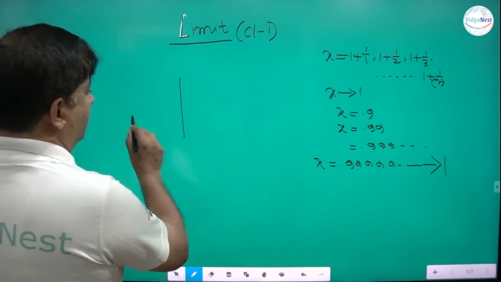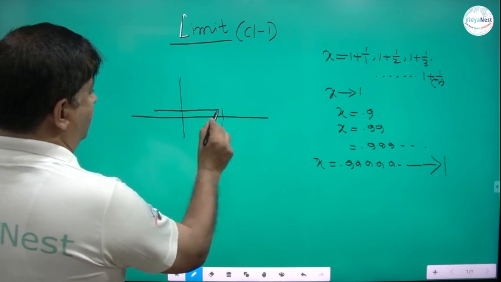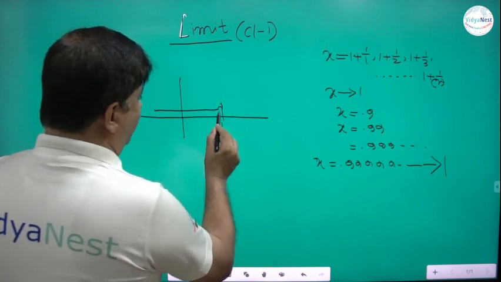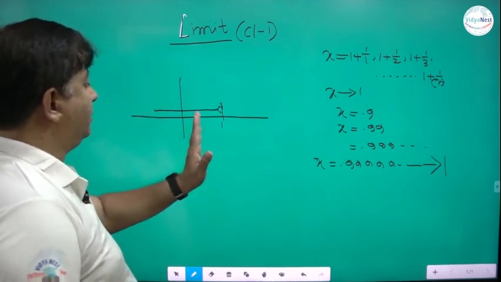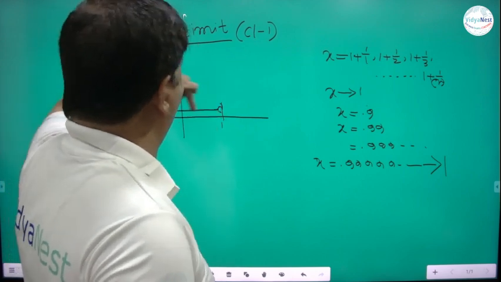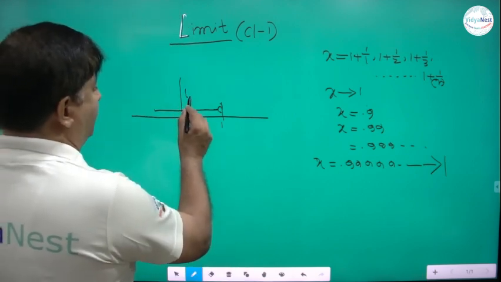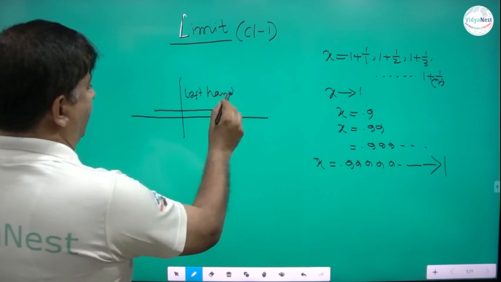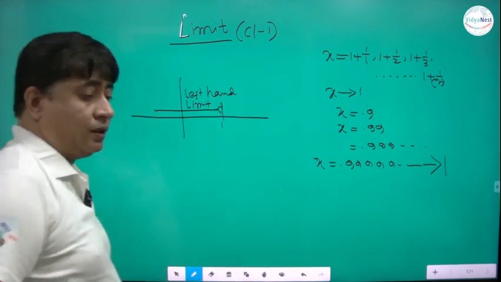Say if I draw the number line, this is 1, you are approaching 1, 0.9 recurring, it means it is about to meet 1. So this part which is approaching 1 is coming from left hand side of 1. So it is called left hand limit. Okay.